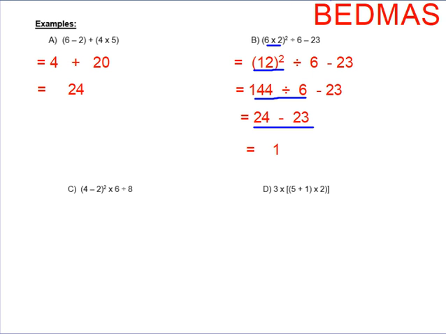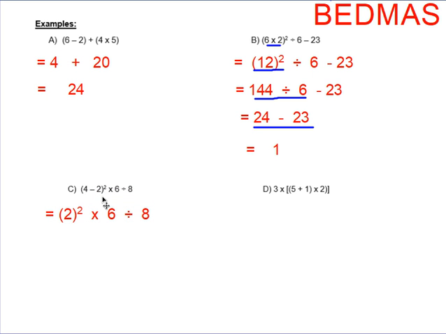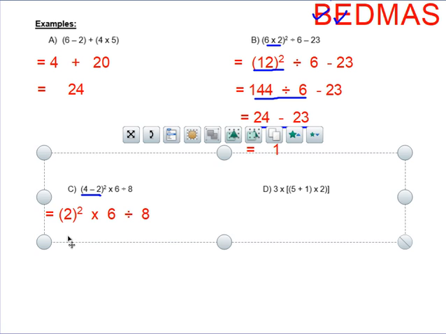I'm going to erase this, set it up for the next one. Okay, so we have 4 minus 2 squared times 6 divided by 8. So in the brackets, 4 minus 2 is just 2 squared times 6 divided by 8, right? So this is where this 2 came from. Read the bracket. 4 minus 2 is 2. Great, got the brackets. Next, exponents. We do have an exponent. It's a little 2. So we have 2 squared.